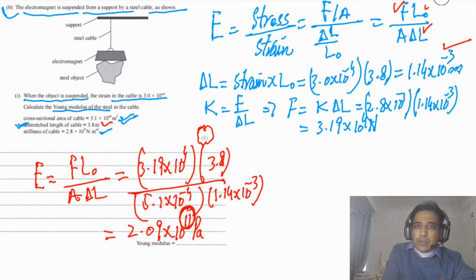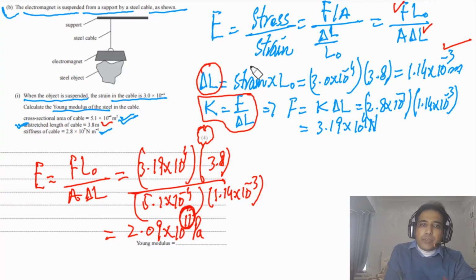We have the value of L naught given. So for this question, the only tricky part is you need to get the value of F and the value of delta L. So we have the stiffness constant, so this is stiffness. We can find delta L because we have strain, we have L naught.